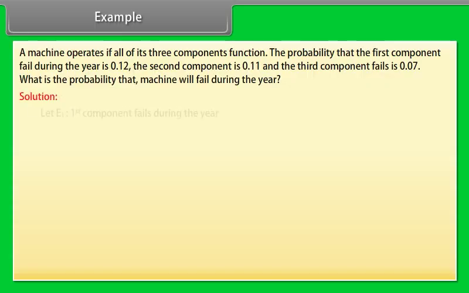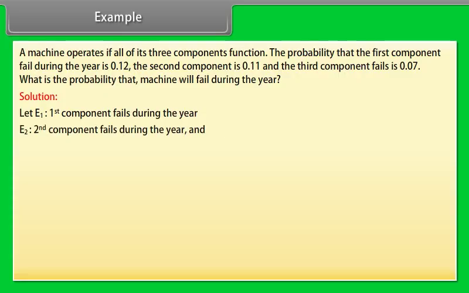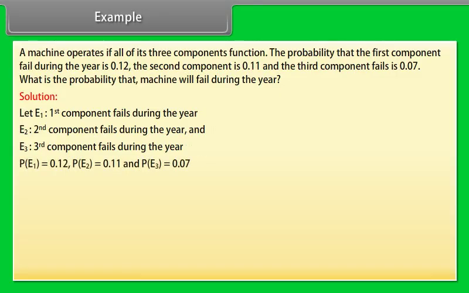Solution. Let E1: first component fails during the year. E2: second component fails during the year. And E3: third component fails during the year. P(E1) is equal to 0.12. P(E2) is equal to 0.11. And P(E3) is equal to 0.07.